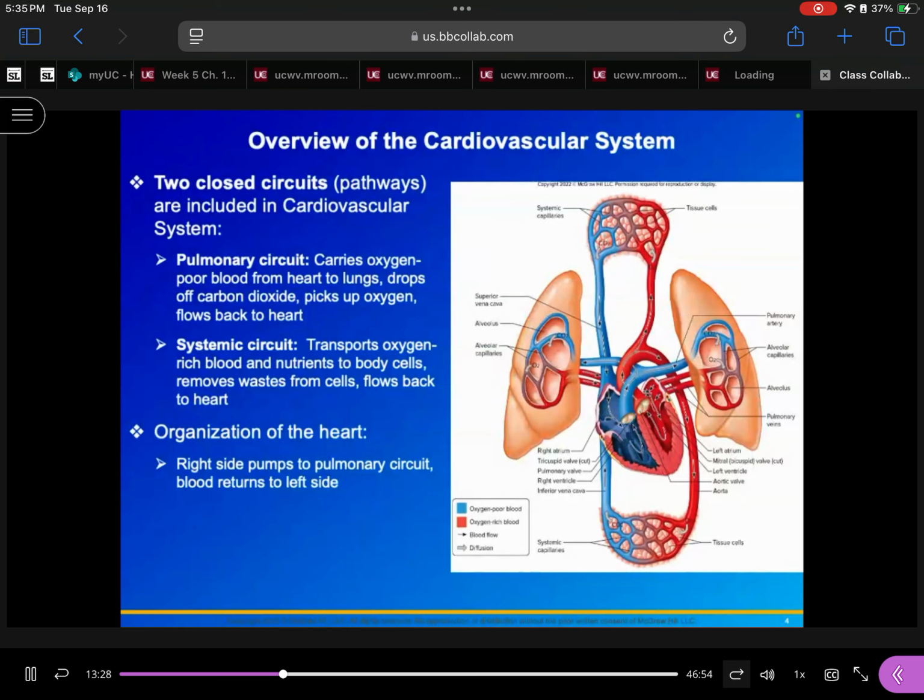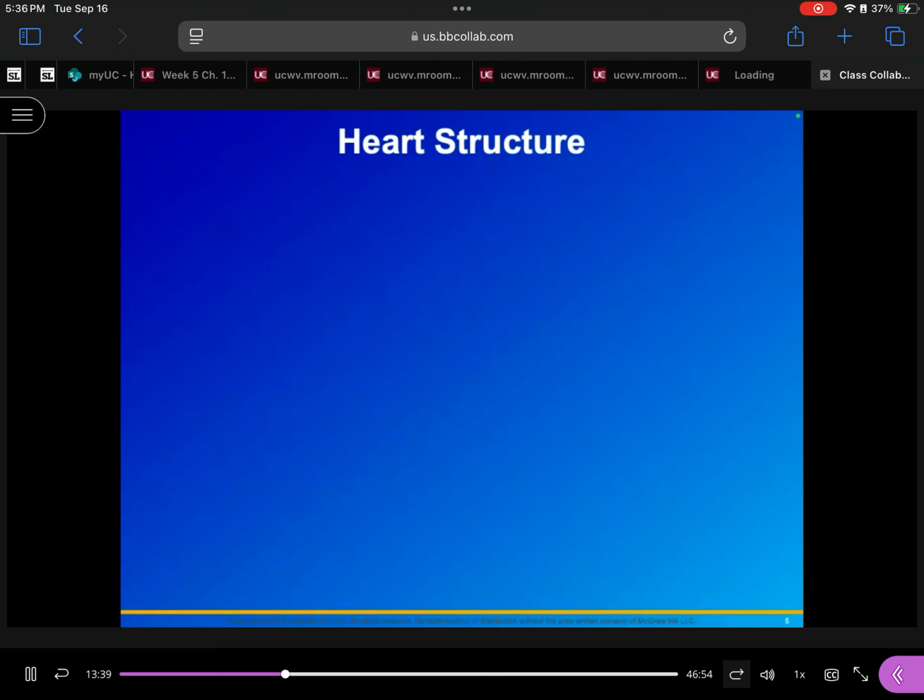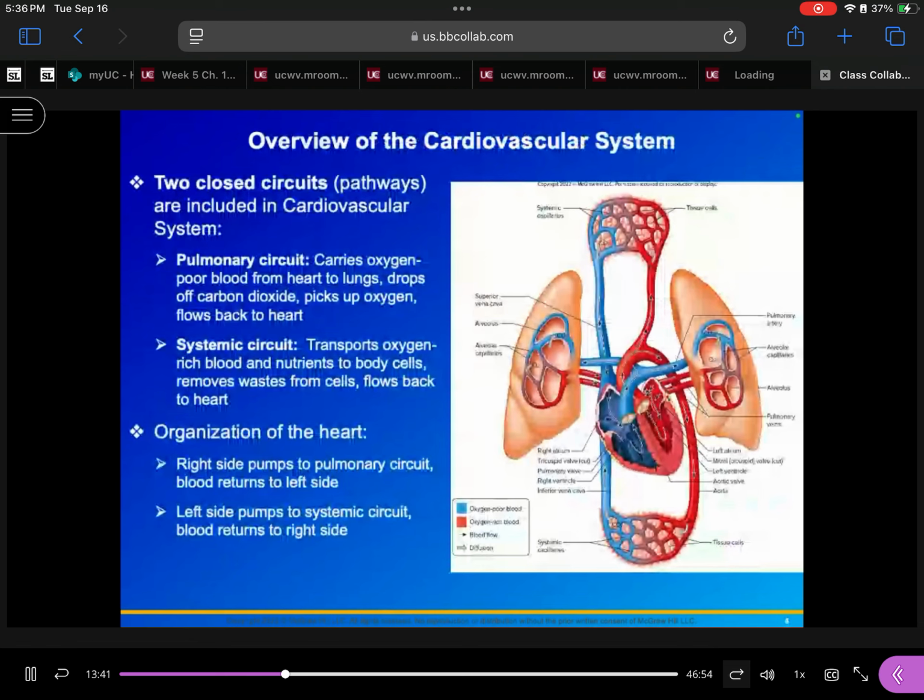And so the left side is going to have the left ventricle pumping into the aorta to go up to the head, up to the arms, down to the legs, everywhere else outside, all the body tissues. Oh, and then obviously we're going to return it through the right side.